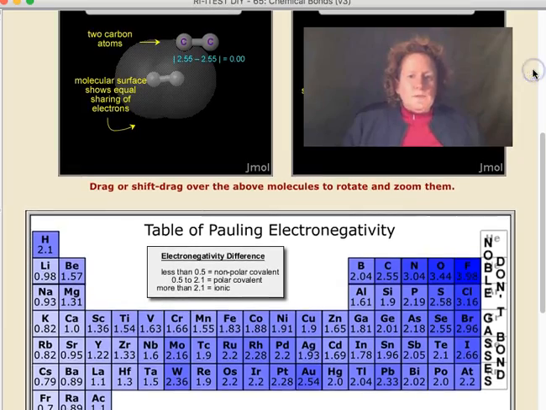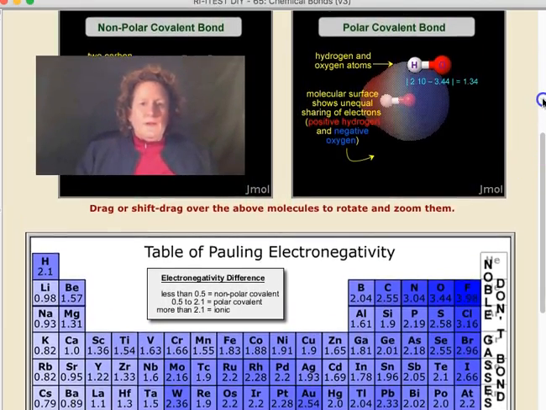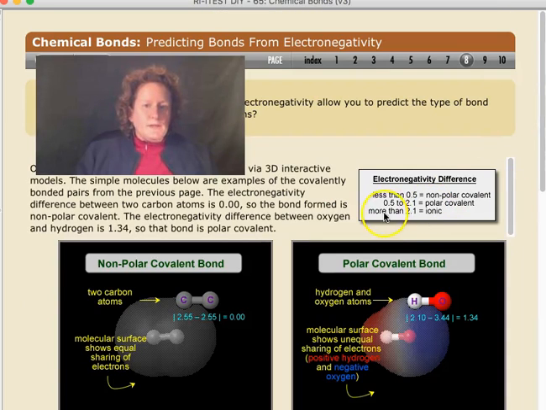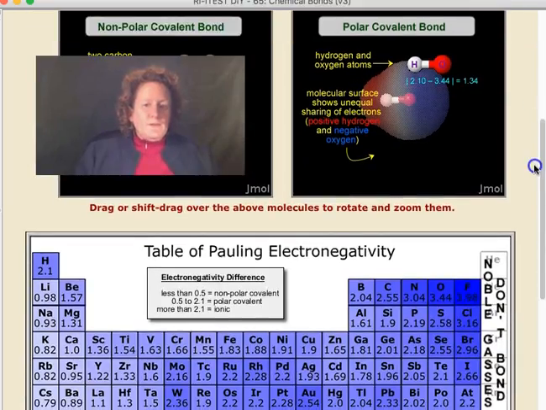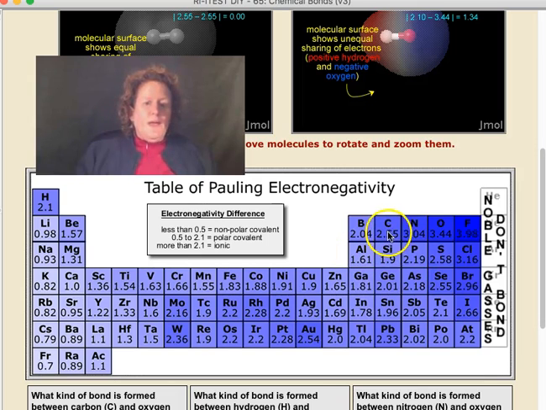So let's go back up to our table at the top here and look at where that 0.9 range puts us in terms of bonds. Well, 0.9 is between 0.5 and 2.1, so the carbon-oxygen bond is going to be polar covalent. Remember, to get the difference in electronegativity, you find the electronegativity of both atoms in this periodic table. So carbon was 2.55, 3.44 minus 2.55 is about 0.9 something.